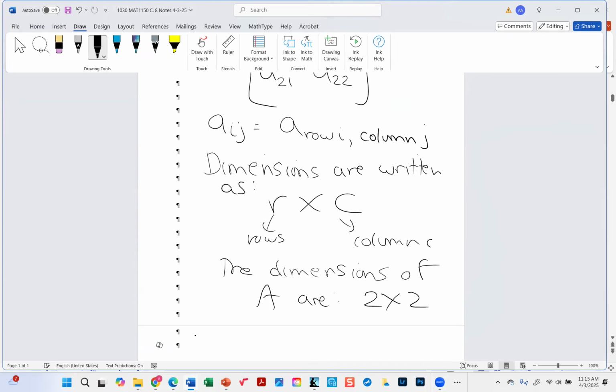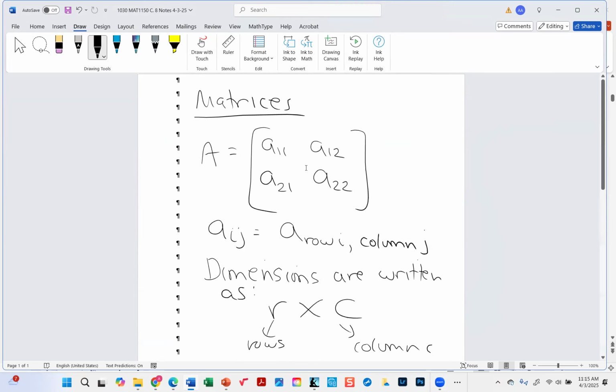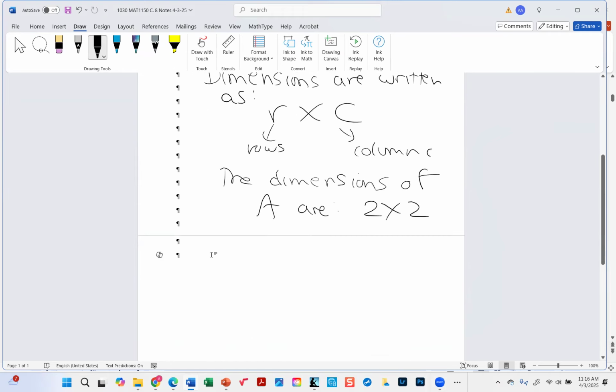You would write that as 2 by 2. Always remember rows come first and columns come second. So then of course, we're going to use actual numbers, but this is in general how we would write a 2 by 2 matrix, 2 rows, 2 columns. And now there's some special cases you may run into.